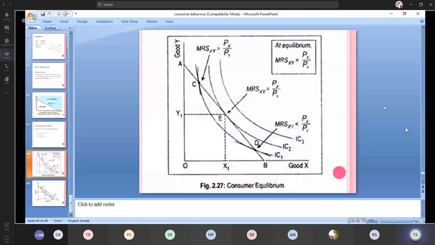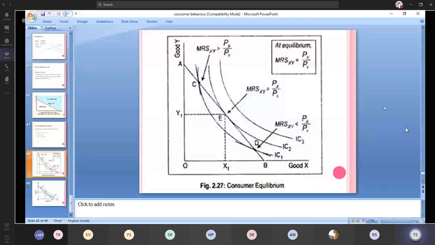What do you think? Ma'am, point E. Why point E? Ma'am, because this indifference curve is at a higher level of satisfaction. Yes, because points C and D are on the lower indifference curve, IC1, and only point E is on the higher indifference curve, IC2.